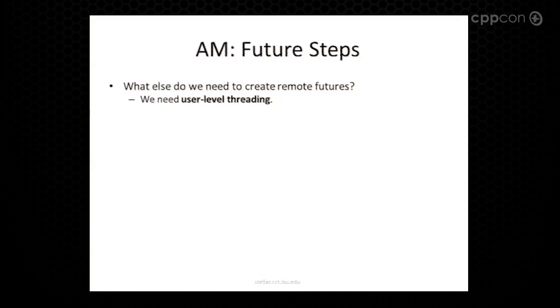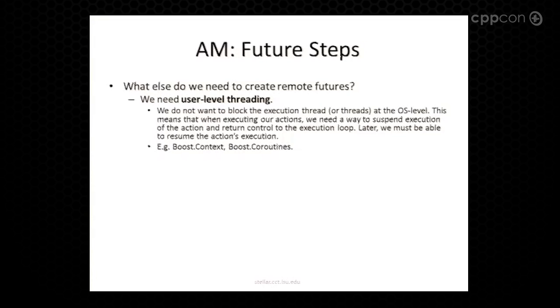So what else would we need? Well, we need user level threading, because we need to be able to suspend tasks not at the OS level. So we want to be able to suspend our little tasks. So boost context, boost coroutines, both of those are all right, but they're not fast enough. They don't work with large enough quantities. So we sort of have an in-house thing that we use.